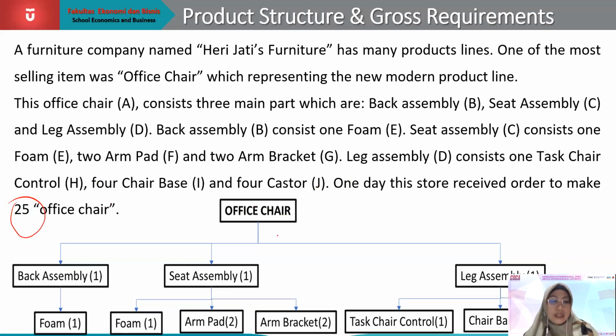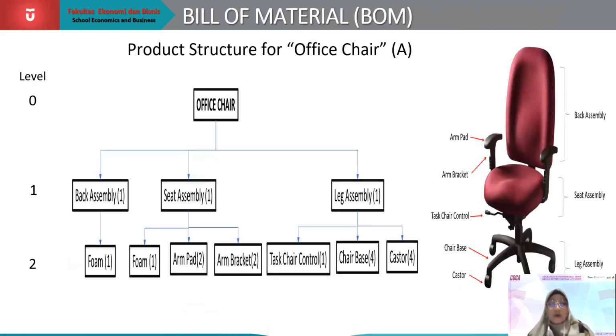When you draw it in product structure, it will look like this. Like I said before, when you want to sell something, you need to understand the product structure very well. This is the more complete version of the product structure for the office chair. The office chair, or the final product, is at level O, or level zero. So this is the finished product.